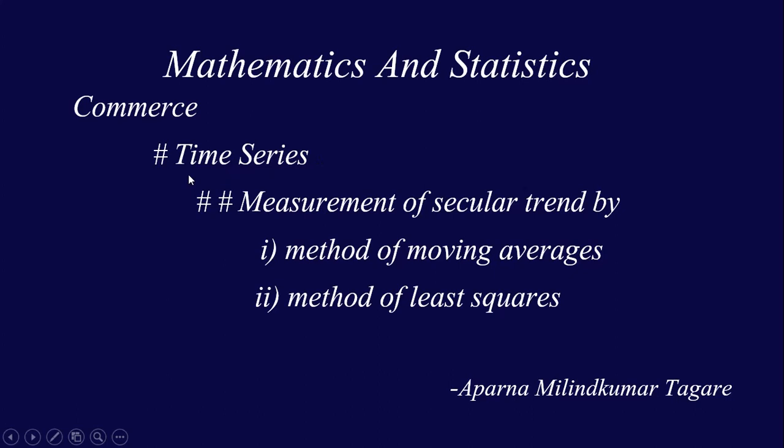In this presentation, we are going to solve one example in time series. Measurement of secular trend by method of moving averages and method of least squares. We are going to solve one example using these two methods. First is moving averages and second is least squares.